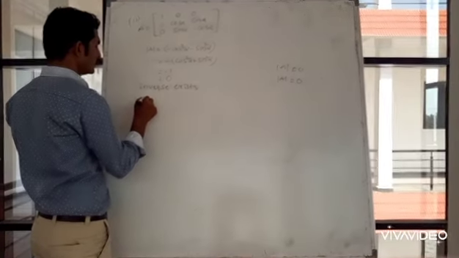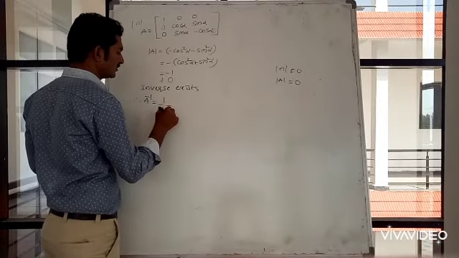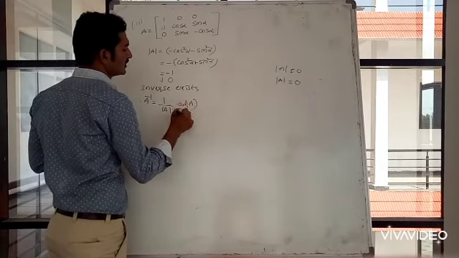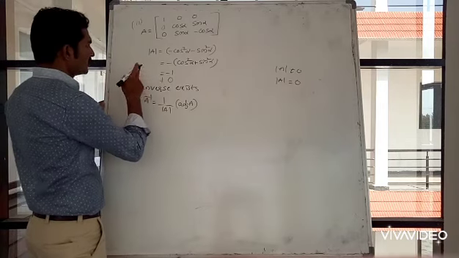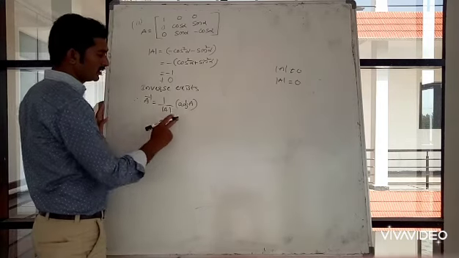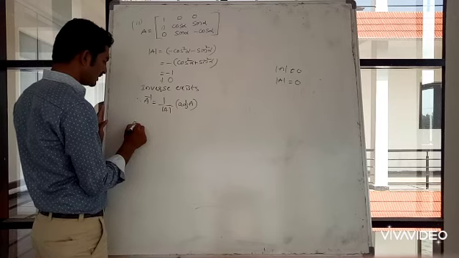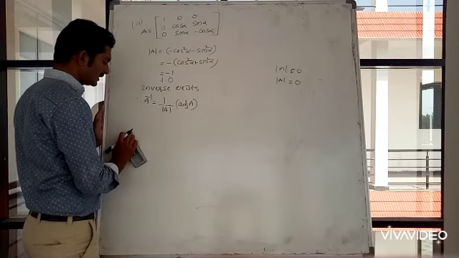Therefore, A inverse is equal to, what is the formula? Write that formula: 1 by determinant of A into adjoint of A. We have calculated determinant of A. Next, adjoint of A. For that adjoint of A, we require the cofactor matrix, so cofactors for each element.